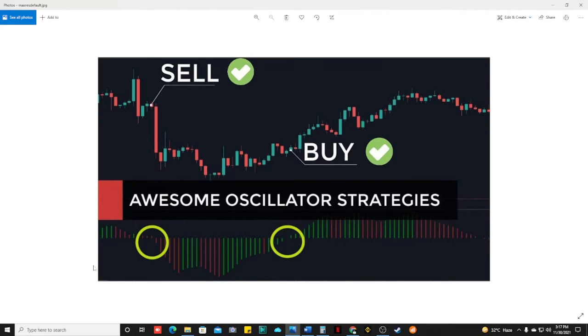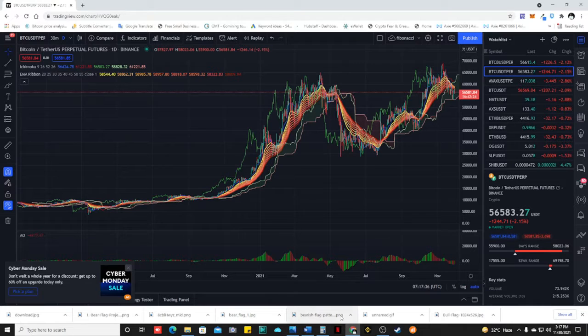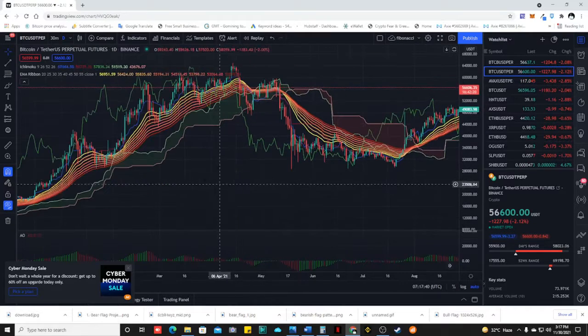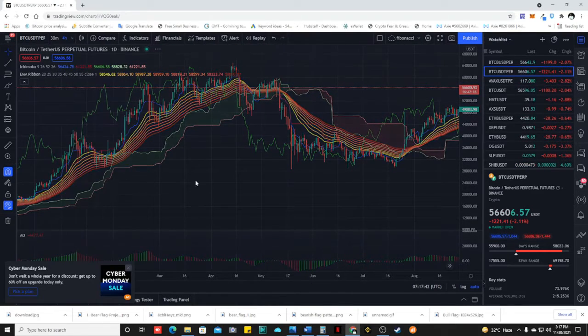So basically, at the crossover you can buy or sell, and then you take profit here or here. You buy here and then you take profit here and here. Let's look at the chart where we can find this in a real chart. Okay, let's check our time frame.